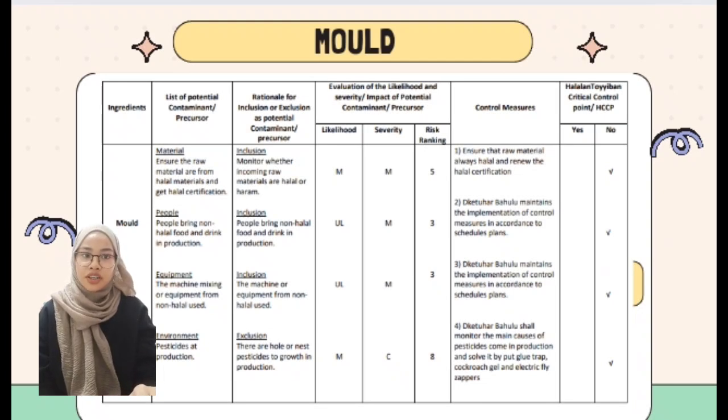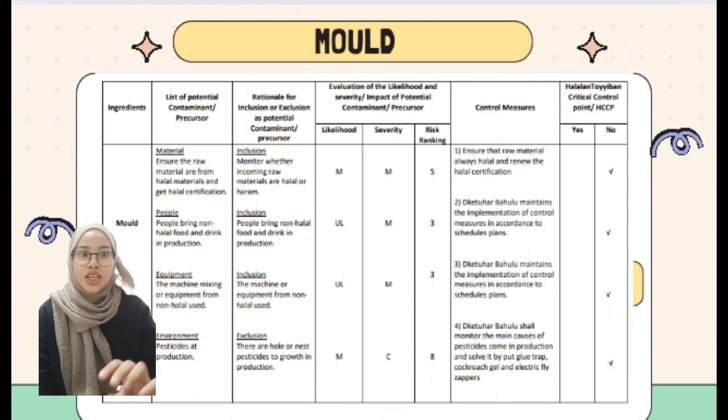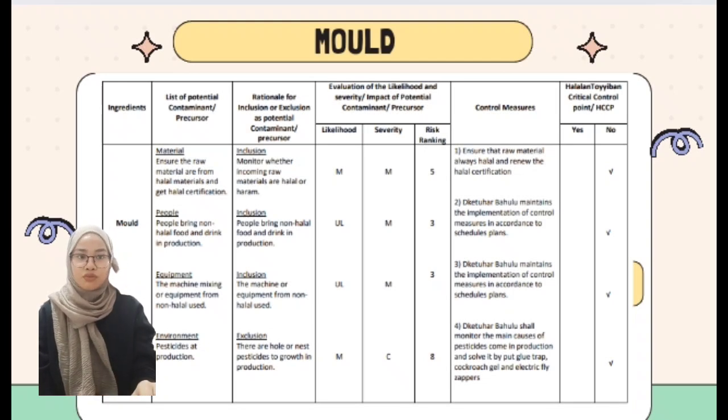And environment, exclusion: environment pesticide at production. Exclusion: there are holes where pesticide can get into production. Likelihood moderate, severity critical, so risk ranking is 8. The company shall monitor and maintain against causes of pesticide coming into production and solve it by putting glue traps, cockroach gel, and an electric fly zapper. The HCCP is no for environment.